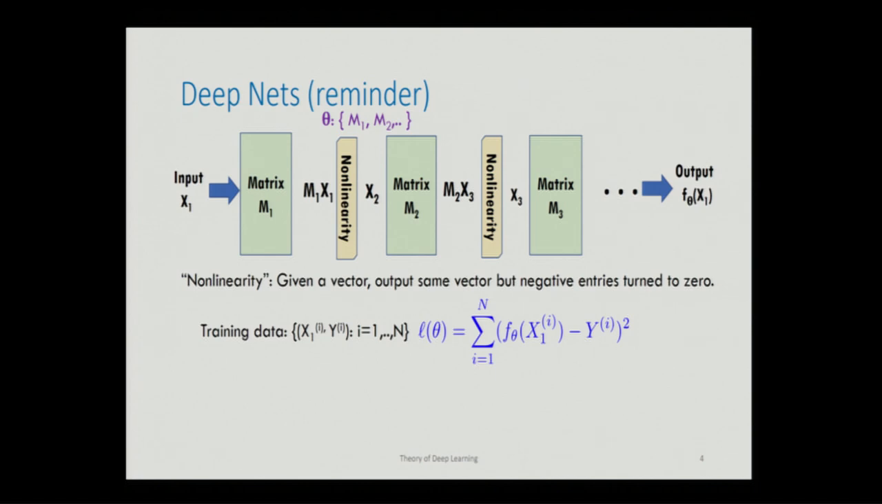Now, the most popular nonlinearity is what's called the ReLU nonlinearity, which is the following: when presented with a vector, you just zero out all the negative entries. So it's a nonlinear transformation. It's a very simple nonlinearity. But there are other nonlinearities people look at.